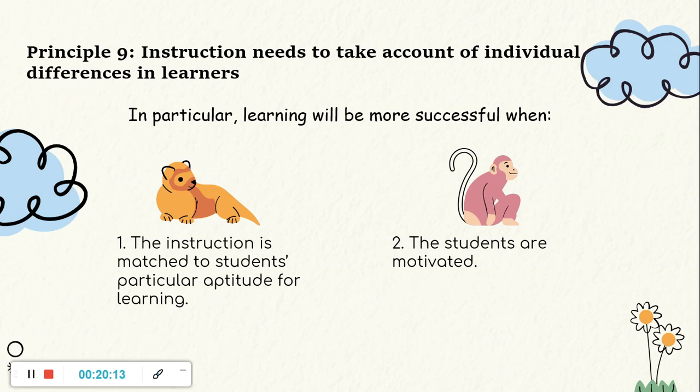Principle 9, instruction needs to take account of individual differences in learners. While there are identifiable universal aspects of L2 acquisition, there is also considerable variability in the rate of learning and in the ultimate level of achievement. In particular, learning will be more successful when 1. The instruction is matched to the student's particular aptitude for learning. 2. The students are motivated.